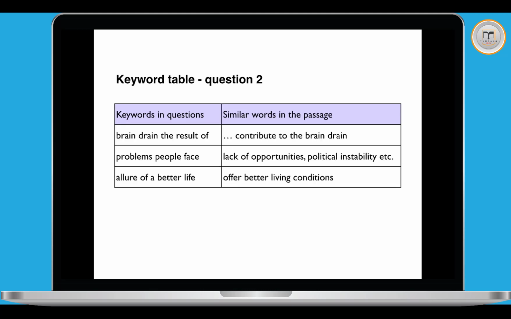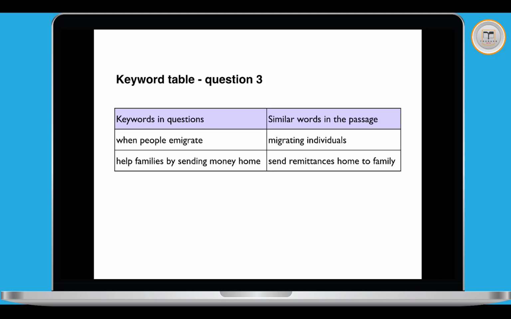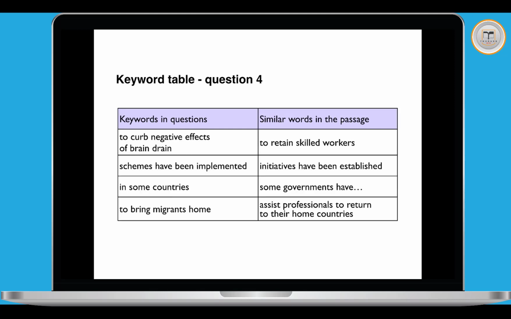Question 2. Brain drain the result of something, contribute to the brain drain. Problems people face, lack of opportunities, political instability, etc. Allure of a better life, offer better living conditions. Number 3. When people emigrate, migrating individuals, help families by sending money home, send remittances home to family. And question 4. To curb negative effects of brain drain, to retain skilled workers. So not losing skilled workers is reducing the negative effects. Schemes have been implemented, initiatives have been established. In some countries, some governments have, to bring migrants home, assist professionals to return to their home countries.